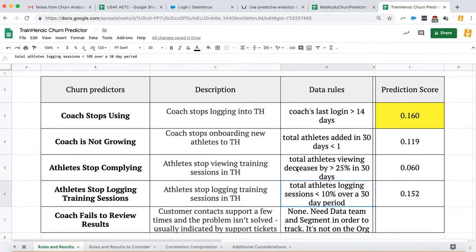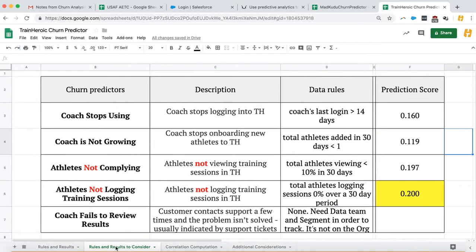So I started to play with this stuff quite a bit because, looking at the example that Mad Kudu churn predictor showed us, they had something that correlated almost at 38%, right? So I went in and just tweaked the rules a little bit. By tweaking a couple things, so rather than saying athletes stop complying, if the athletes are just not viewing training sessions, so less than 10%, that factor went up almost to 20%, right? And then if the athletes are not logging training sessions, so quite literally 0% of training sessions being logged over 30 days, the predictor was 20%.